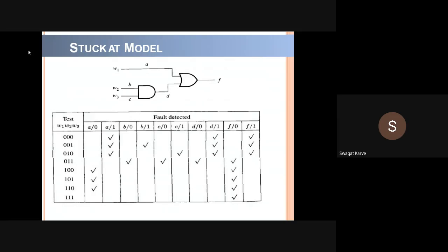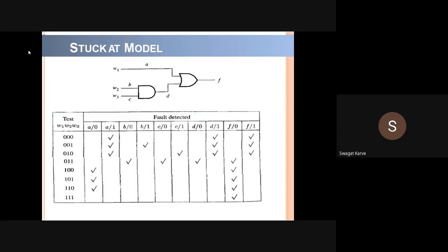You have to design different test sets, as you can see on the table. First test vector is all 0. Now what we have done here, we have to connect each individual wire, that means A, B, C, D, F, in the first case to logic 0, then connect that individual wire to logic 1, and check the output.